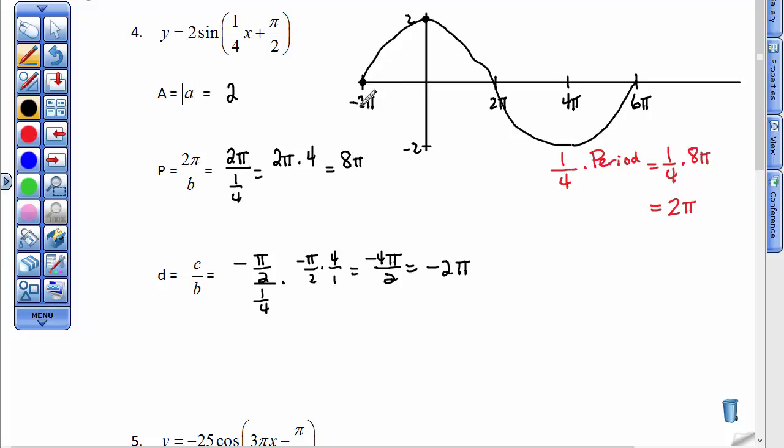Also, would you notice that we could call this a cosine curve because it starts up at 2. So another equation for this problem, I forgot to put my amplitude in front. Another equation for y equals 2 times the sine of 1/4 x plus pi over 2 is 2 times the cosine of 1/4 x with no displacement at all. So this equation and this equation are the exact same equations.